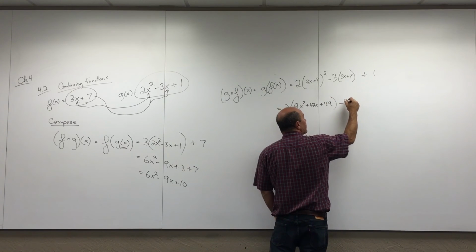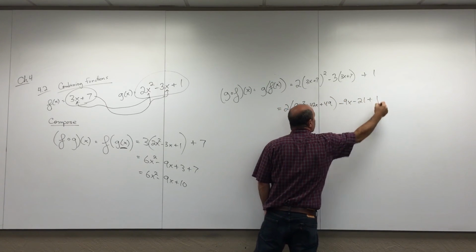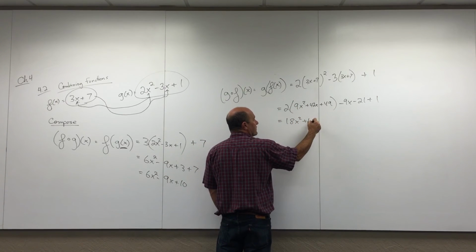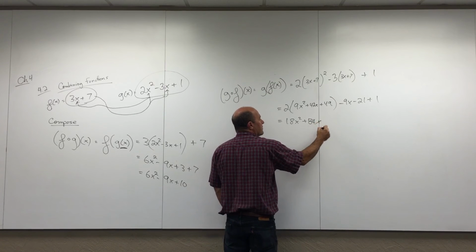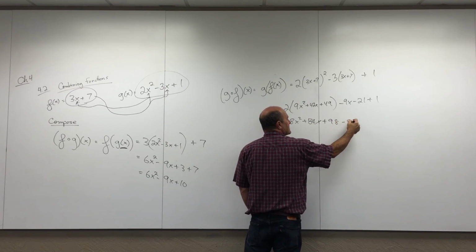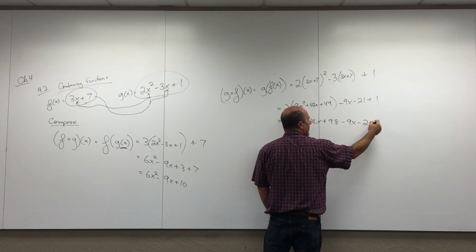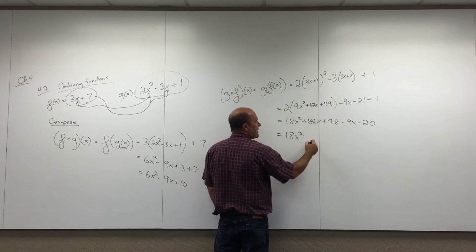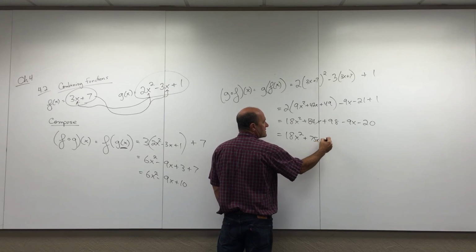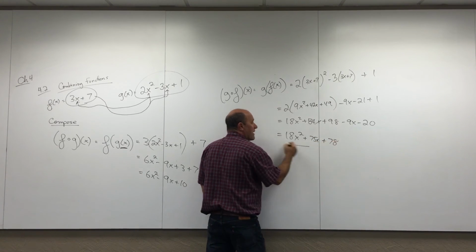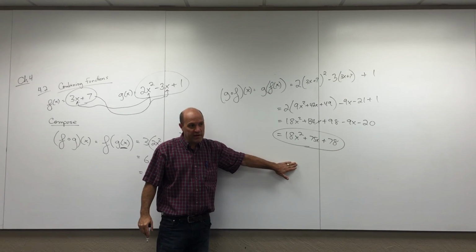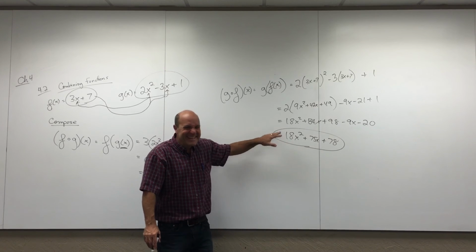When you distribute this, it's a negative 9x, negative 21 plus 1. When you distribute this too, it's 18x squared plus 84x plus 98 minus this 9x minus 20. Okay, so that's 18x squared plus 75x plus 78. I combined all my like terms. I'm finally cleaned up. I'm in a hurry in case you can't tell.